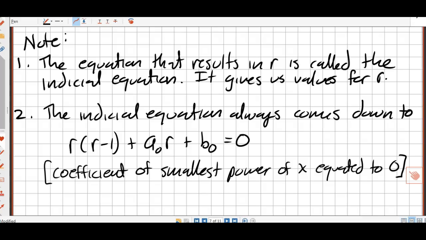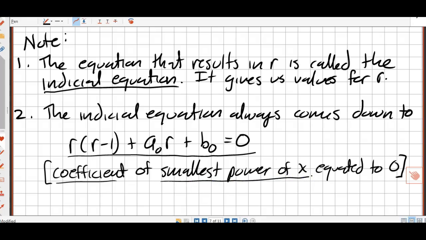So a couple of things to note about this. That equation that resulted in the values for r, in our case r times 2r minus 3, is called the indicial equation. And that's where we get our values for r. We could show that it always works out to be r times r minus 1 plus a sub 0 times r plus b sub 0 equals 0. And this basically always results from taking the coefficient of the smallest power of x, whatever that happens to be, and setting that equal to 0.